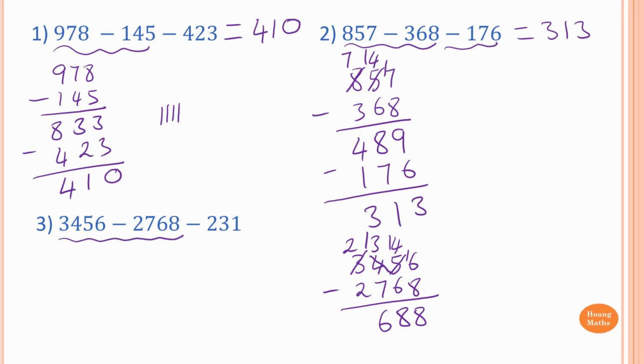So now we're done with this. So now what I do, I minus 231. So I just write here 688. I minus 231. Now, 8 minus 1 is 7. 8 minus 3 is 5. 6 minus 2 is 4. So the answer is, I just write underneath here, 457.